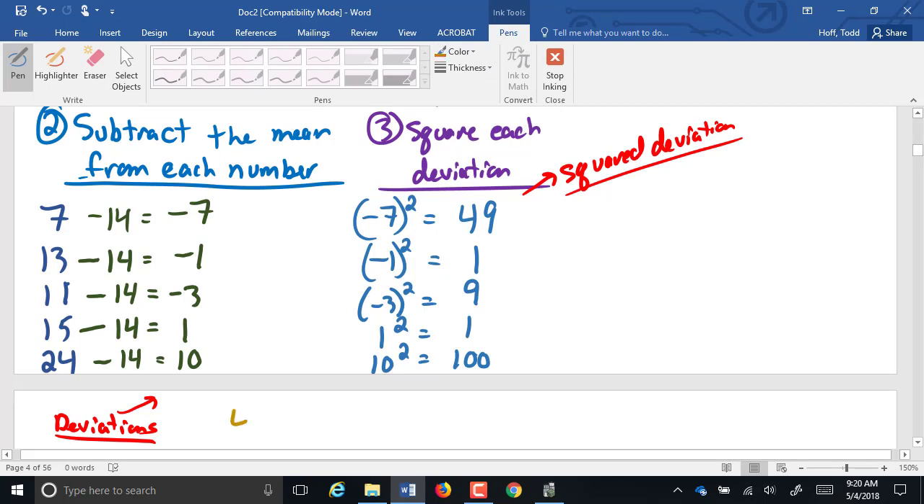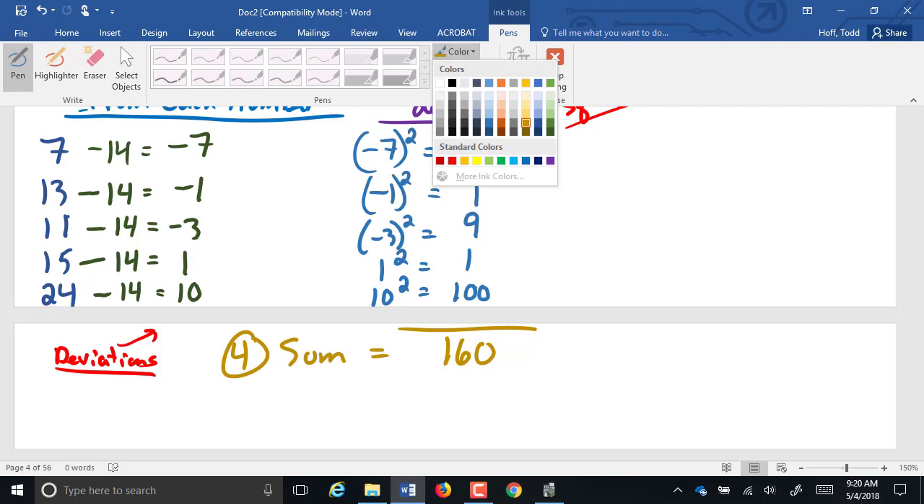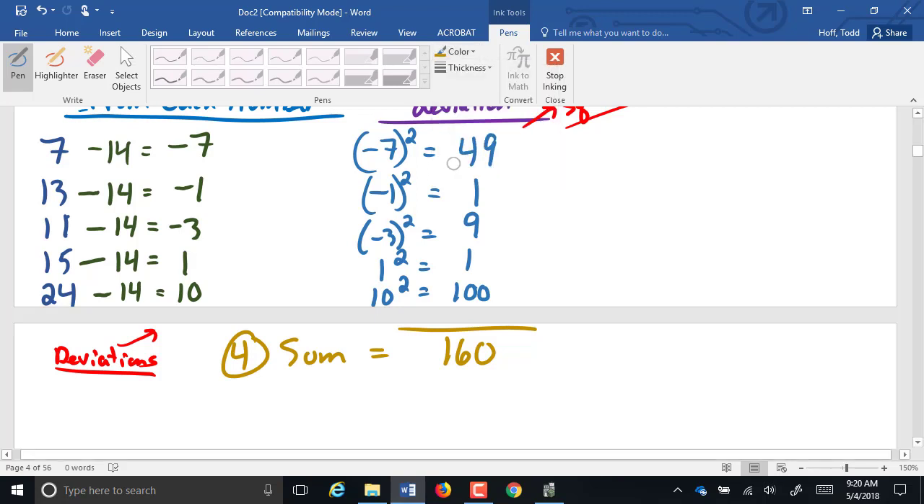Step 4 is to find the sum. So 49 plus 1 is 50, plus 9 is 59, plus 1 is 60, plus 100 is 160. That is referred to as the sum of the squared deviations.